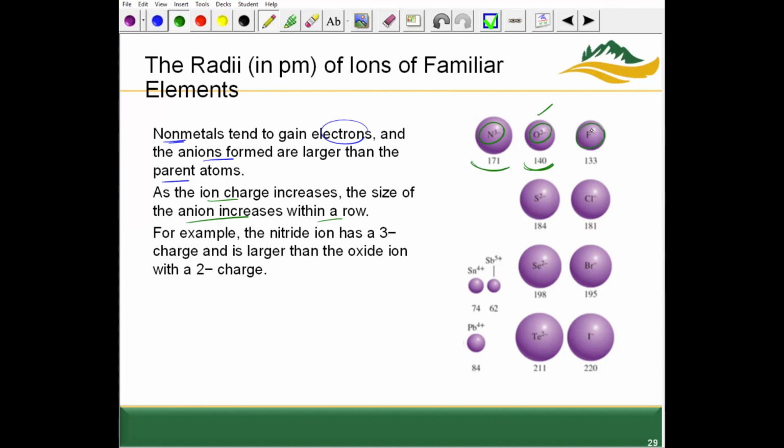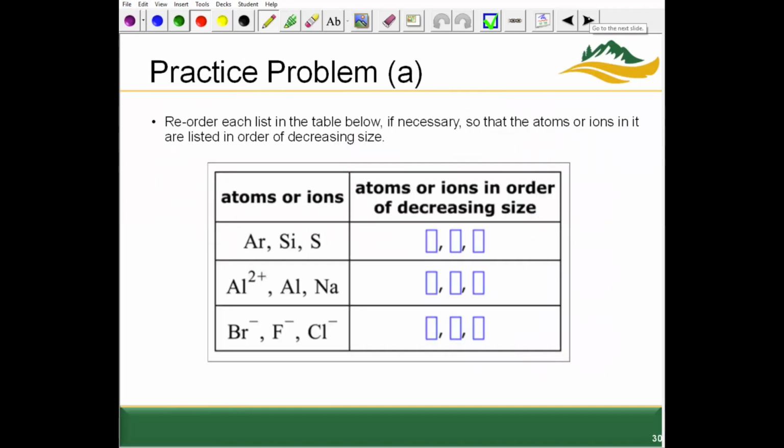Then fluoride has just gained 1 electron, so even a little bit smaller than these two. The more electrons that are gained, the larger that radius will be. So that's this example here that the nitride ion has a 3- charge and it's larger than the oxide ion with a 2- charge. Let's try this practice problem and reorder each list in the table if necessary so that the atoms or ions in it are listed in order of decreasing size. So we'll do the largest, then decreasing size to the smaller.